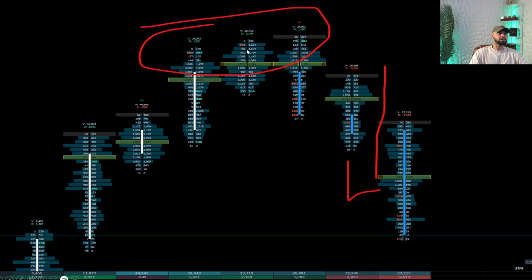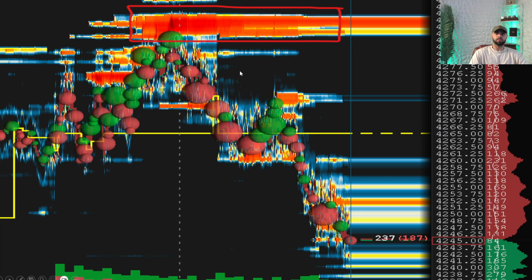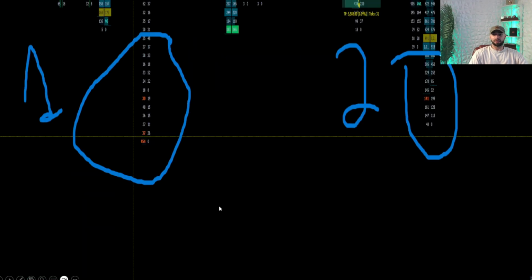This is what happened here. We see all this positive delta, all this positive buying pressure, and the market does not move up. Why? Because there's a bunch of passive sellers sitting right there, absorbing all the aggressive buying, and the price then moves down. Very, very important, guys.